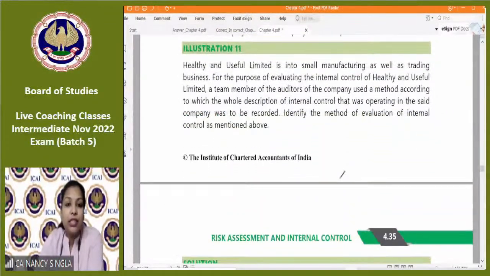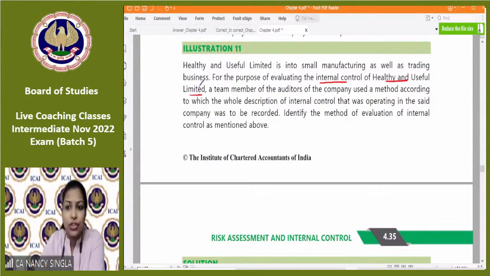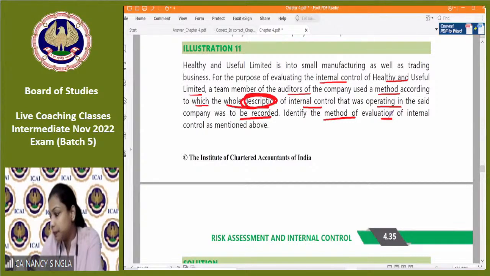Healthy and Useful Limited is into a small manufacturing as well as trading business. For the purpose of evaluating the internal control of Healthy and Useful Limited, I am at illustration 11. A team member of the auditors of the company used a method according to which the whole description of internal control, the keyword is description, that was operating was to be recorded. Identify the method of evaluation. Do not look at the answer. Quickly.